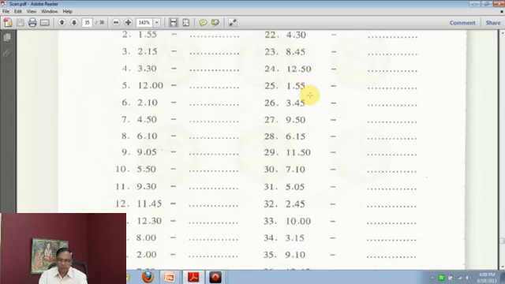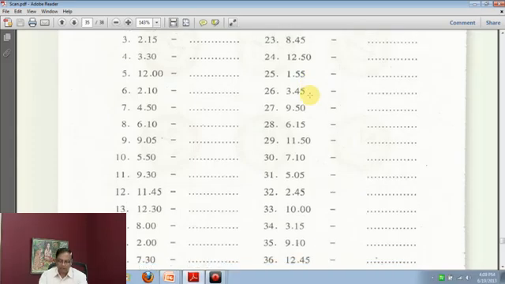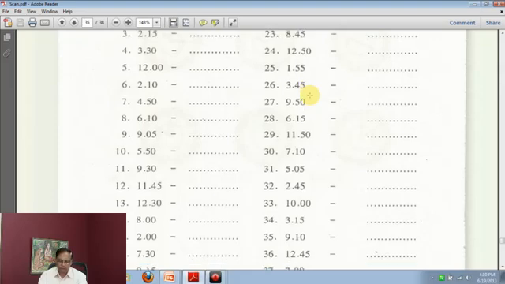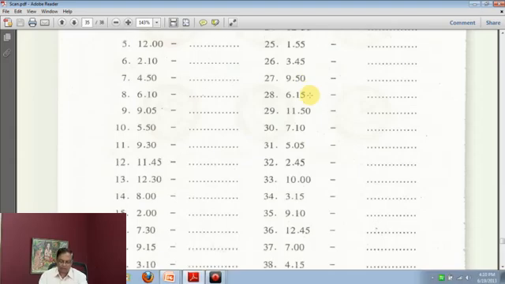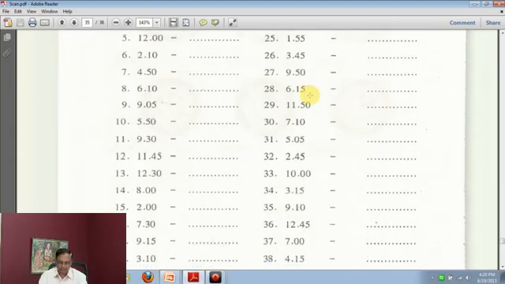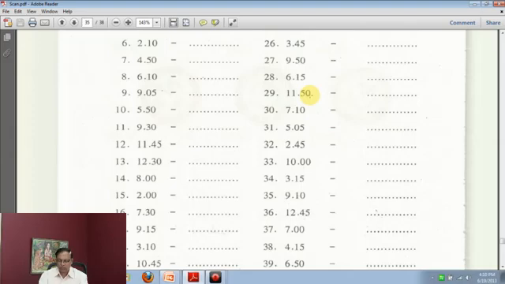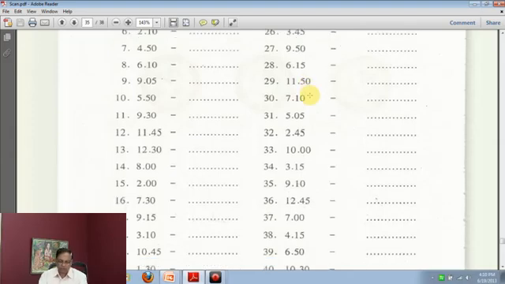Then Panchona Dvivadanam. This is 5 minutes less to 2, 5 to 2. Then Padona Chaturvadanam. Padona, 27. Dashona Dashavadanam. 10 minutes to 10. 28. Sapada Shadvadanam, quarter past 6. 29. Dashona Dvadashavadanam. Dasha una, Dashona, Dvadashavadanam.